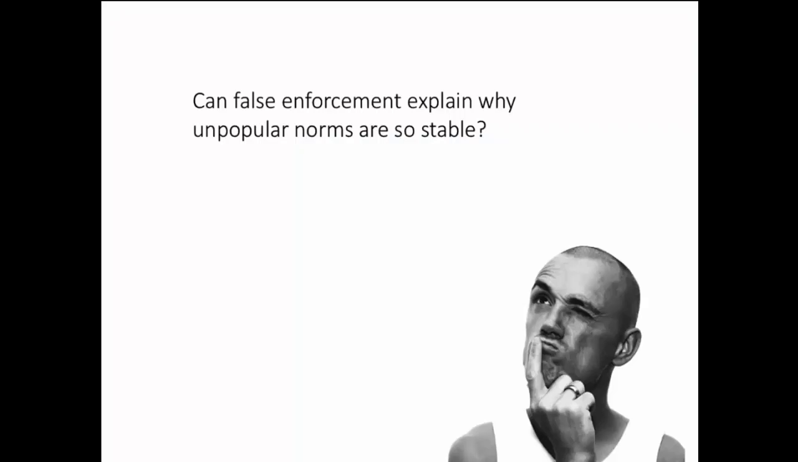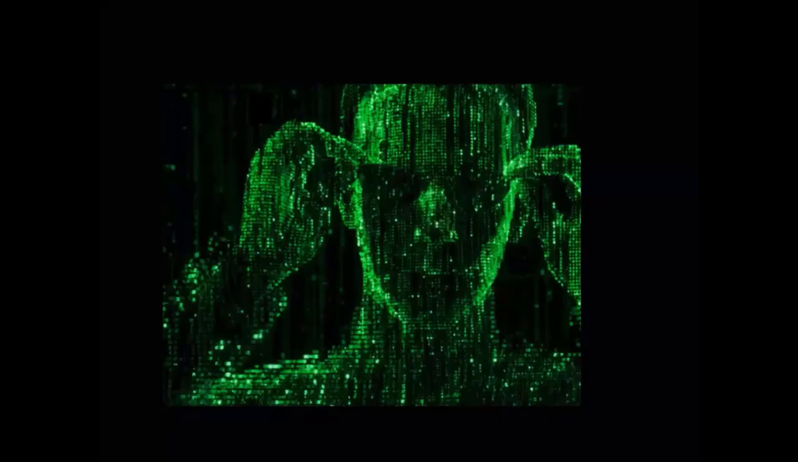And in that paper, they basically asked the question: can this mechanism of false enforcement explain the puzzle that we had at first, that there are these unpopular norms and that they seem to be stable? Can false enforcement make unpopular norms stable? And they use an agent-based simulation for that. What is an agent-based simulation? Basically, it's like a computer program where you simulate little individuals. It's like The Sims, if you ever played The Sims. You give your agents certain attributes and characteristics, and then you have them interact with each other, and then you see what comes out of it.